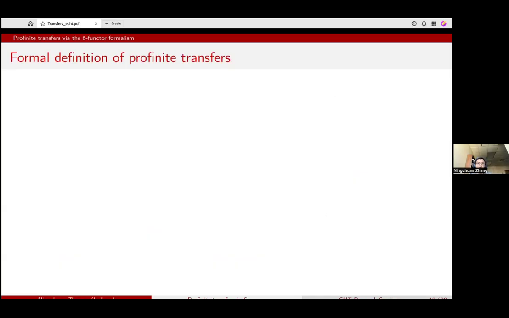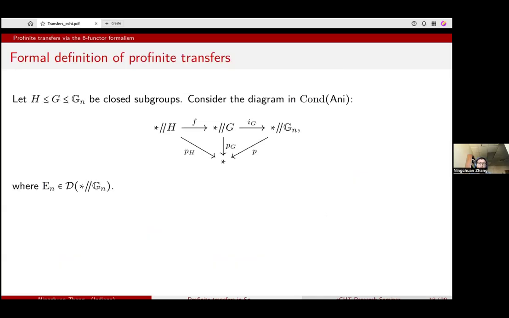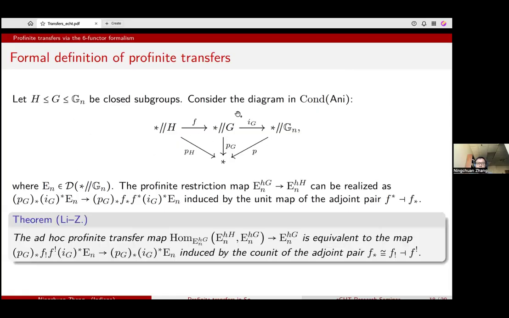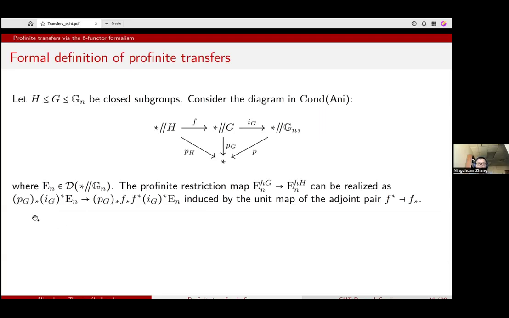So now I can finally give you the formal definition of profinite transfer. Consider this diagram where H is a subgroup of G in G_n, and we have this diagram in condensed anima, or if you don't like condensed anima, it is a diagram of classifying stacks. Then the profinite restriction maps can be realized as a map induced by the unit map of the adjoint pair. So let's go through this a little more carefully. In the source, we have Morava E-theory. i_G upper star is a restriction, so we are forgetting the action on E. We are restricting the action to just a subgroup of G_n, and then p_G lower star is the homotopy fixed points. So that's the source.